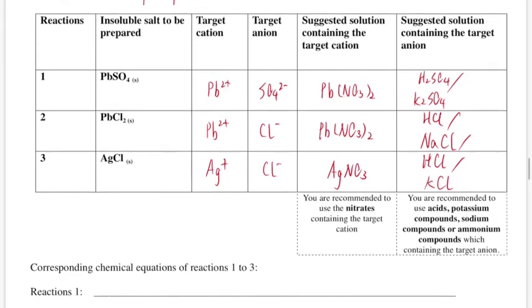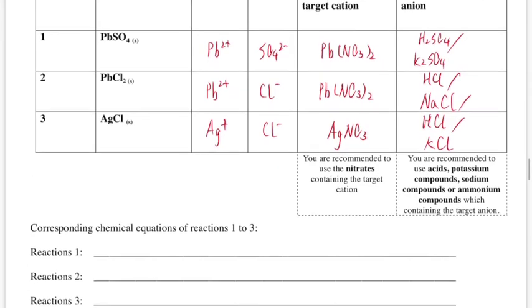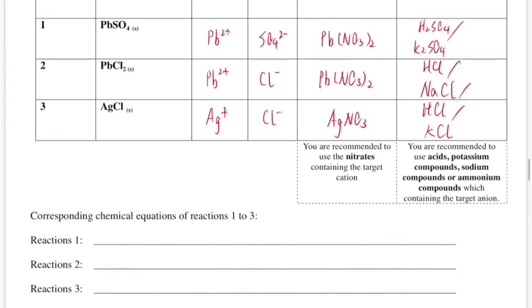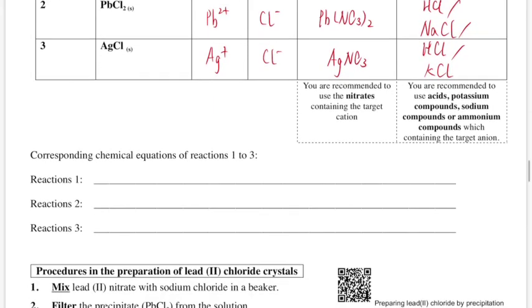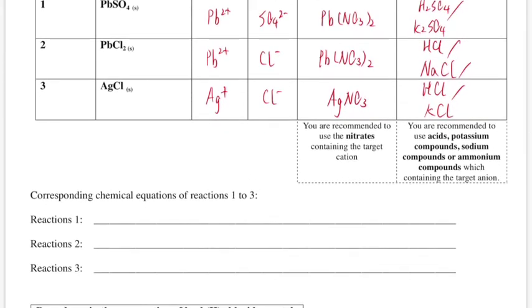After we decide on those possible solutions and reactions, we can write the equations for the above reactions. For the first one, if we choose lead-2 nitrate, for example, and here I choose sulfuric acid, then the product would be lead-2 sulfate and also nitric acid. Then we balance this equation first, and then we write the state symbols.